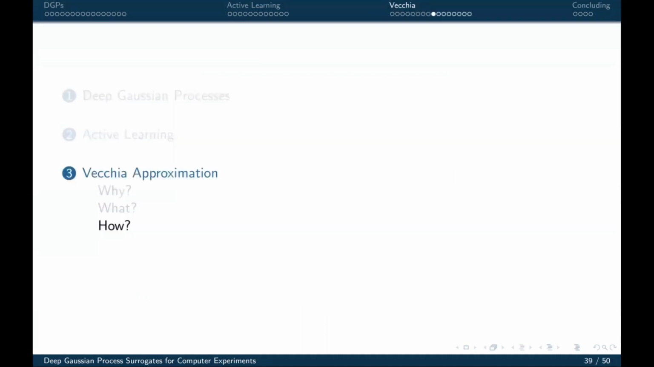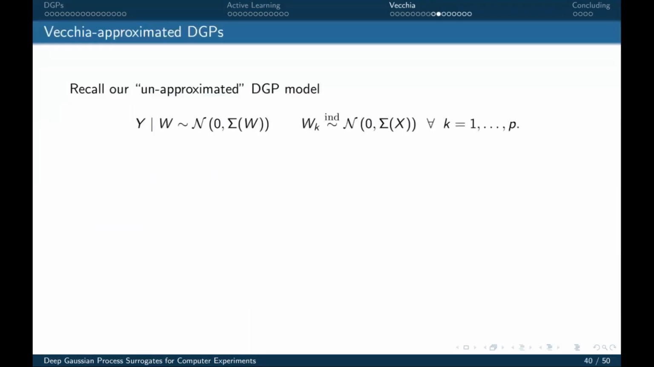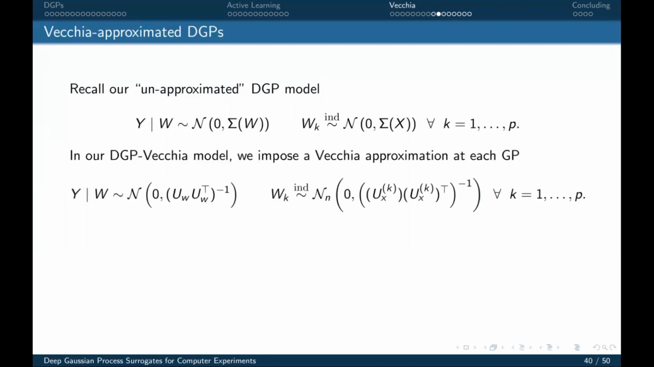Okay, so what am I going to do with that? I'm just going to apply that at every layer of my deep Gaussian process. Everywhere I've used a Gaussian process before, these are my equations from earlier, I'm going to swap in a sparse Cholesky factor version using the Vecchia approximation.